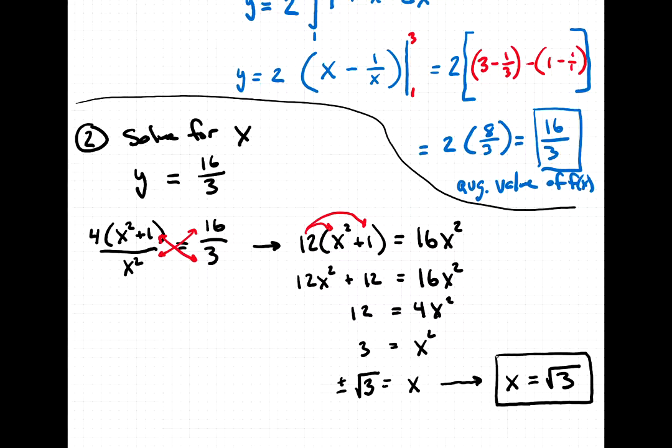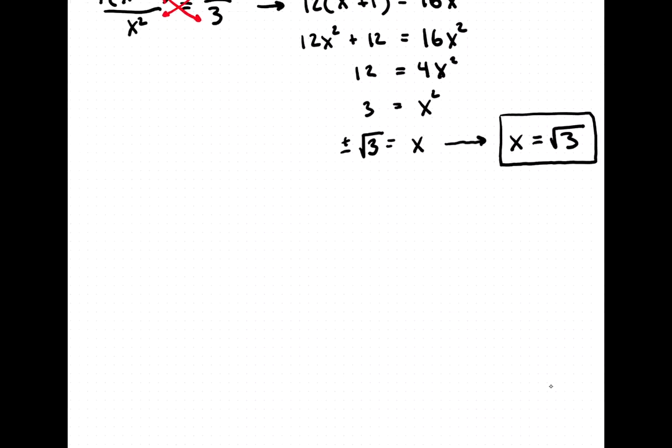All right, so that answers the question. Find the average value of the function, that's the 16 over 3, and then find all x values in the interval whose function value is 16 over 3. So that's the square root of 3. Now, there could be more. You could possibly get more than one x value. So this problem is done, but let's just say, how would you get more than one answer?